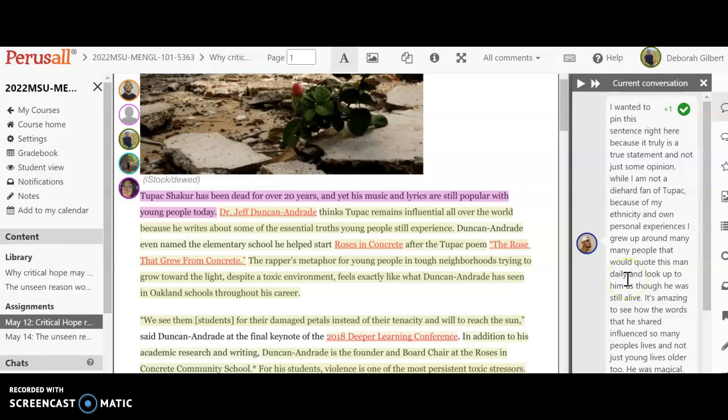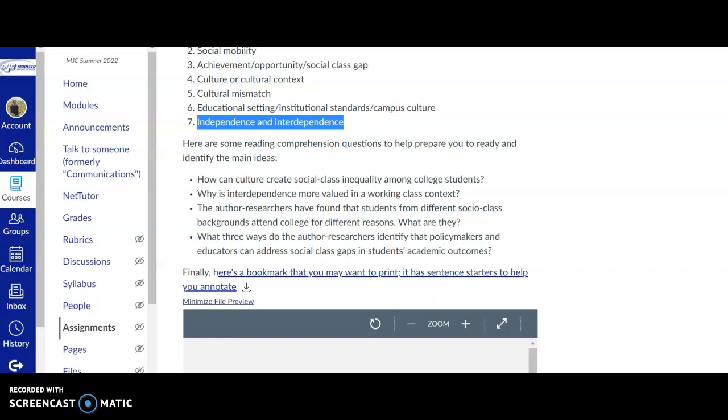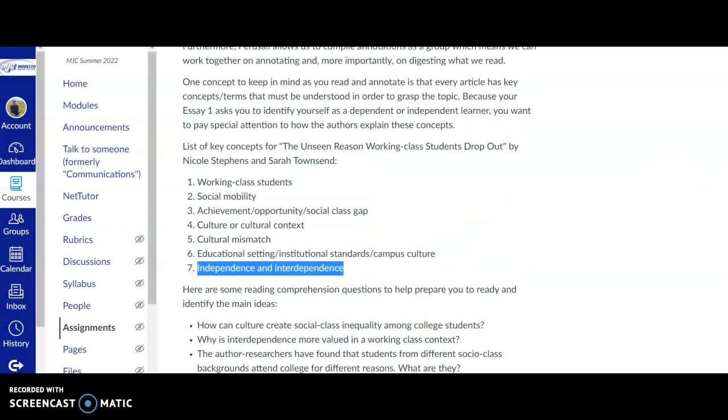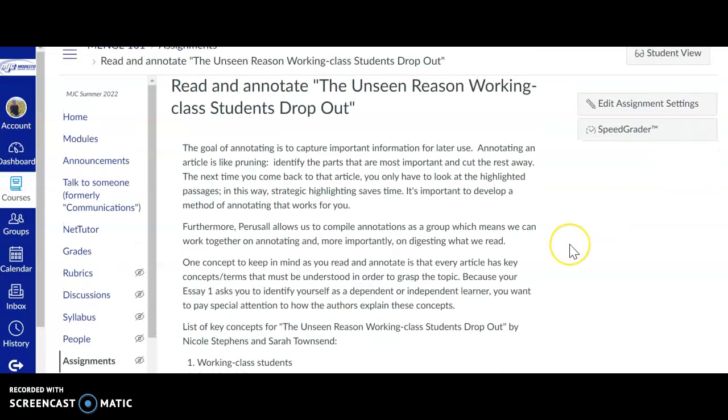So when you go to build your summary for this article that your essay 1 is going to be based on, use Perusall, use your group members' comments to build that summary, and that's it for now.